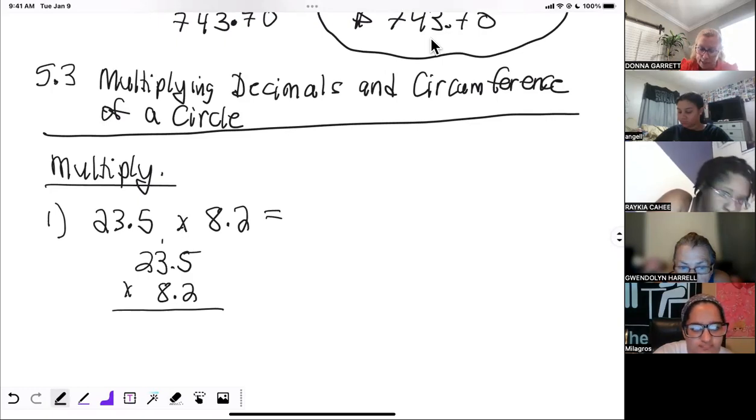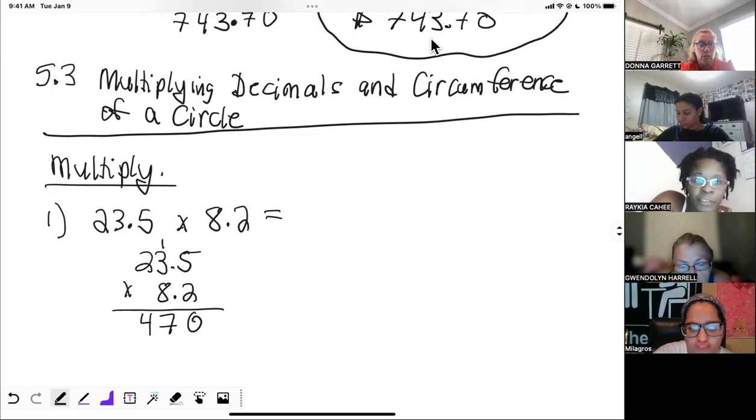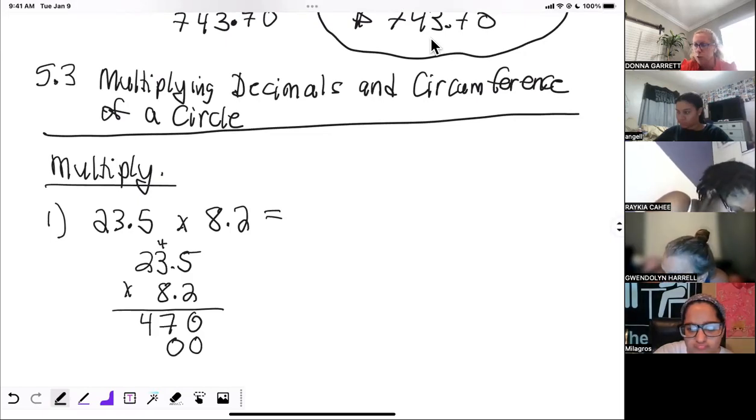5 times 2 is 10. 3 times 2 is 6 plus 1 is 7. 2 times 2 is 4. So that's multiplying the 2 through. And then we're going to put our 0, of course, because we're in the tens spot now. 8 times 5 is 40. Carry the 4. 8 times 3 is 24, plus 4 is 28.